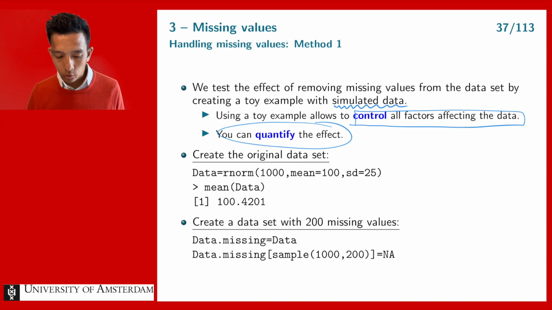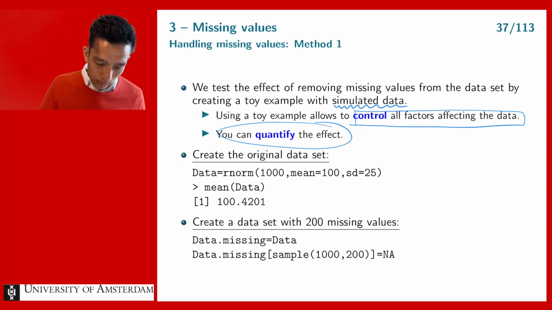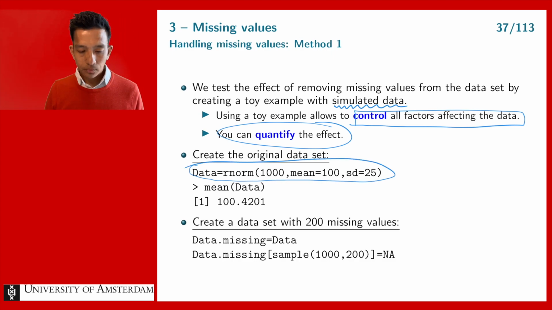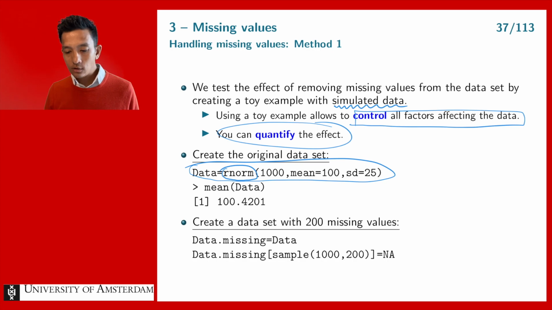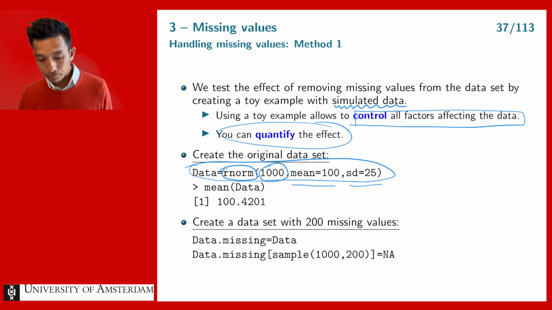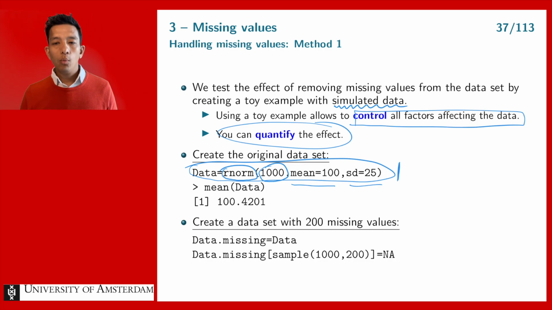All right, so what we are going to do is the following. First of all, we create our original clean data set. And we do that with this line of code. We use the rnorm function in R. Rnorm means generate randomly 1000 normally distributed random variables, where I tell R what is the mean and what is the standard deviation of my normal distribution. So if I run this code, I have a vector, which is in this case called data, which are 1000 simulated normally distributed random variables.